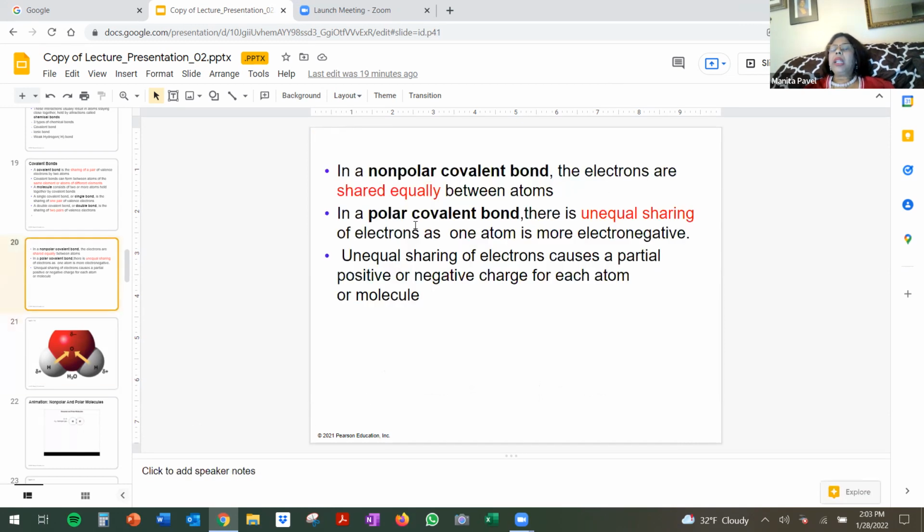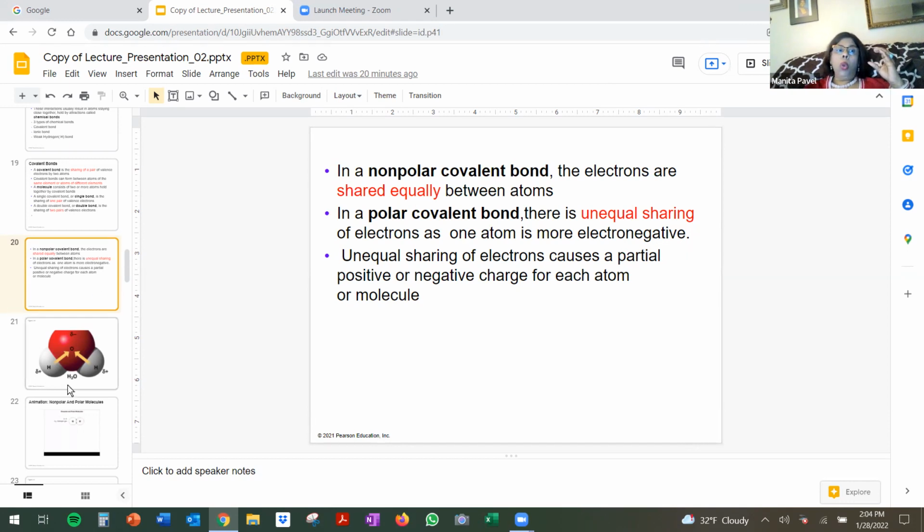So polarity, polar covalent bond, you mark these slides important. Very, very important. The way you're going to remember is through association of terms. Polar, first example that comes to your mind, water. There is unequal sharing. So a polar covalent bond is a bond that is formed when there's unequal sharing of a pair of electrons between two atoms.